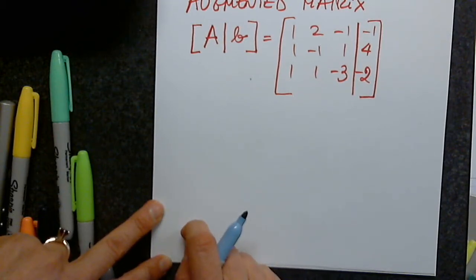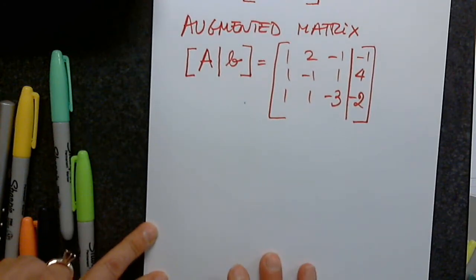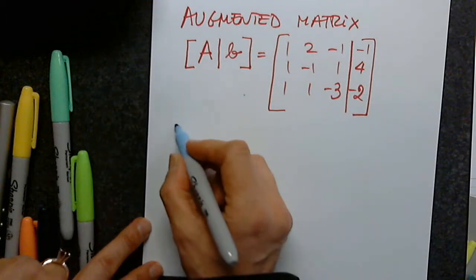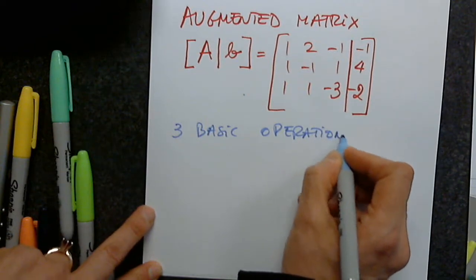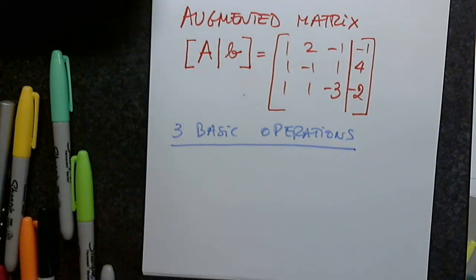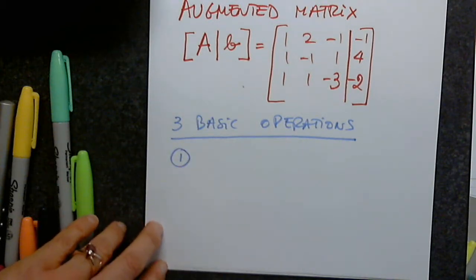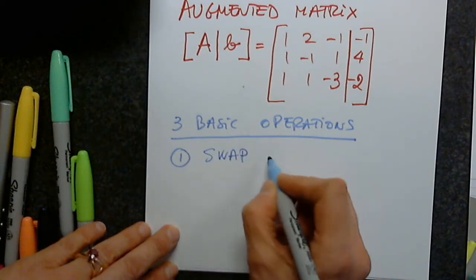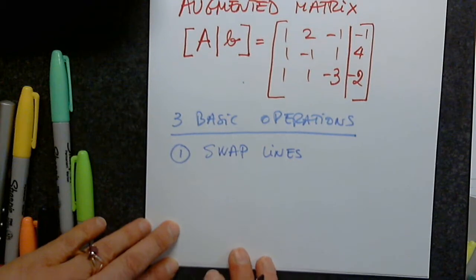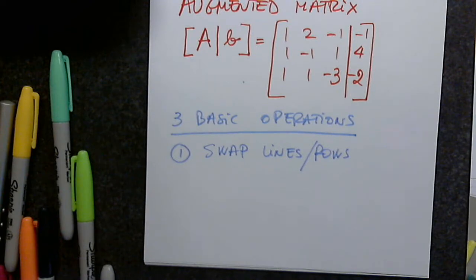In order to solve the system using operations on a matrix, there are three basic operations. I will not be able to finish it in 5 minutes. Three basic operations. Operation number 1. We are allowed to swap lines or rows. I'm allowed to swap lines or rows.